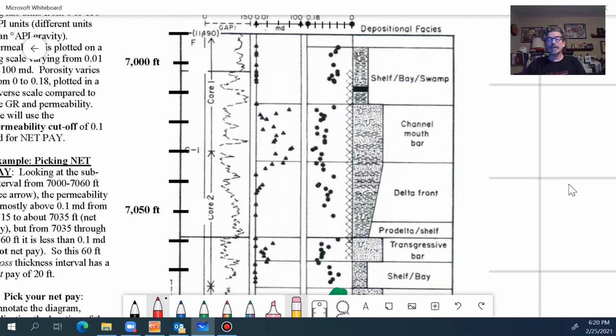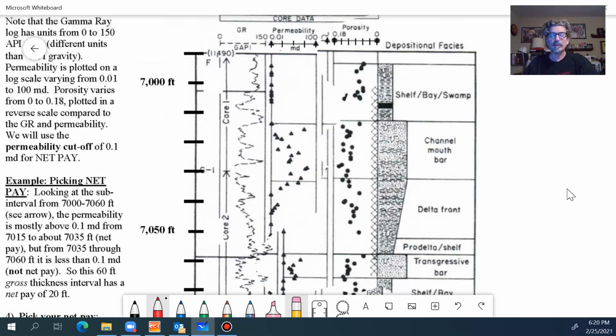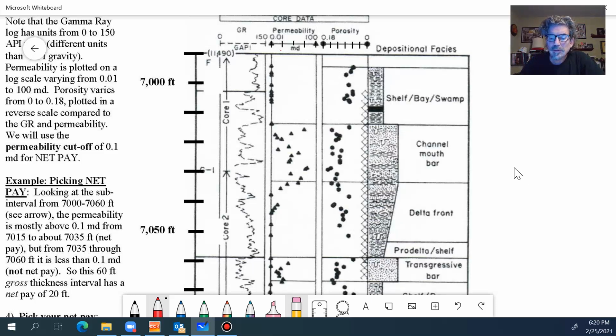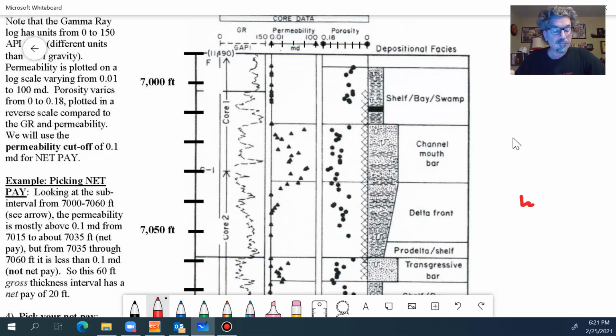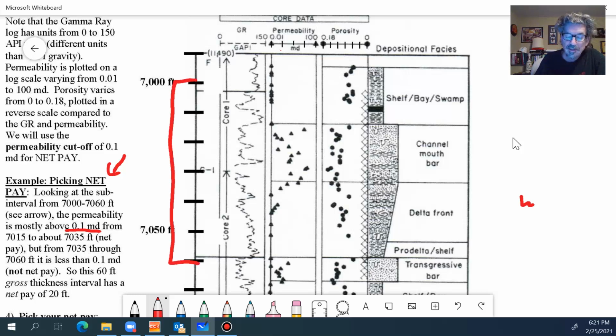So that's the geologic interpretation. Now let's look at these engineering or petrophysical properties. Look at these petrophysical properties, and I'll go back to the red pen. Okay. And so now here's an example of choosing net pay. And so what we want to do is pick everything above 0.1 millidarcies, and I do an example from 7,000 to 7,060 feet.